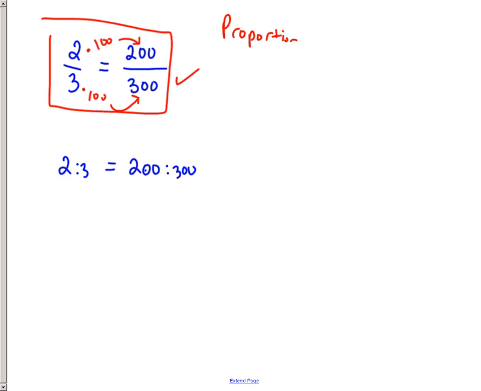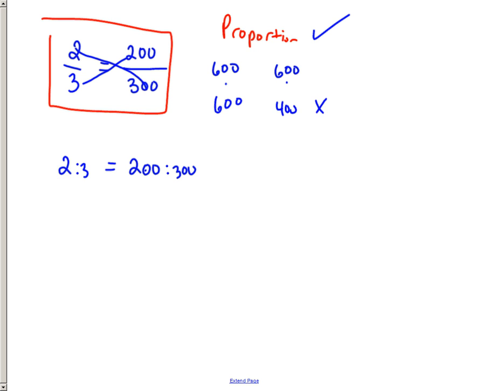Here's another way that we can do it also, though. 2 times 300 is 600. What's 3 times 200? 600. If you get both of the products that are the same, you'd say, yes, it's a proportion. If you got something like 600 and 400, you'd say, no, sorry, it's not a proportion.